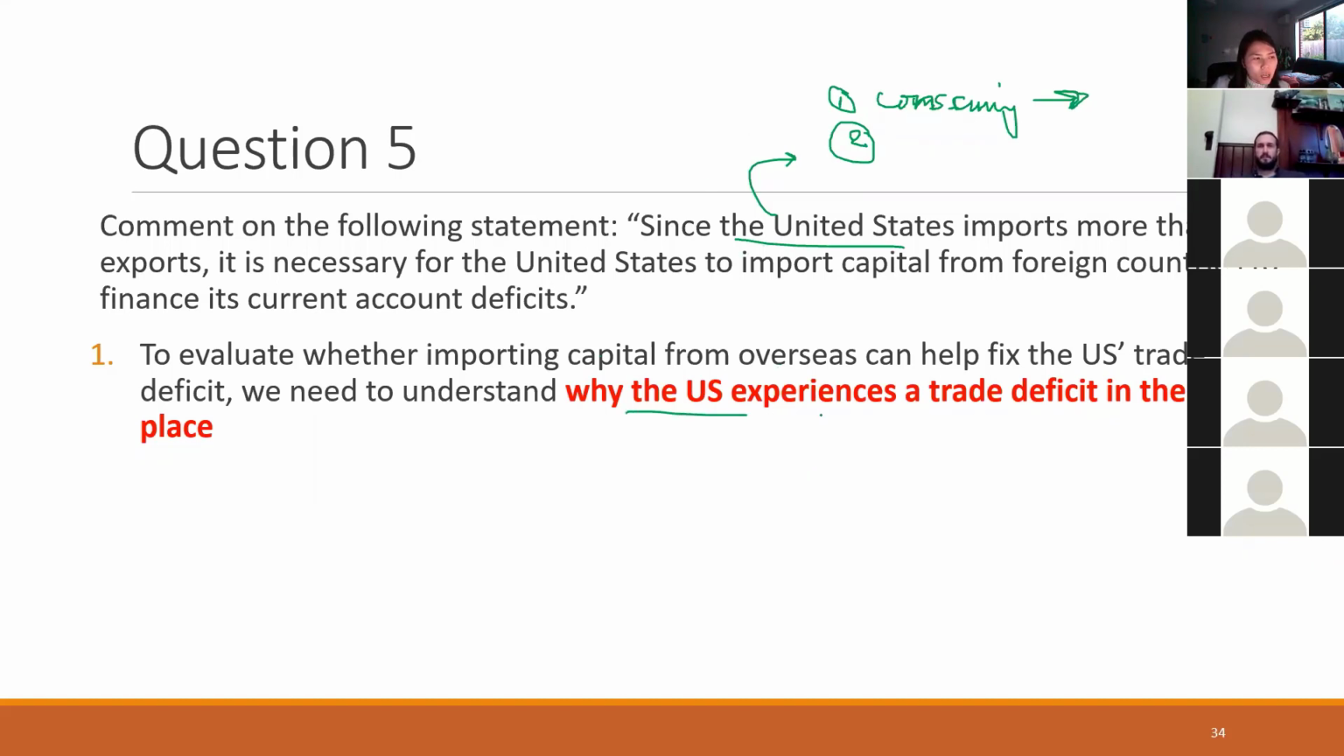Now, going back to why the US experiences a trade deficit. In question three, we said that one of the big reasons is because foreign investors were very confident in the US economy, so there was a high demand for foreign investment. Number three, what did we say here? The reason why the US experiences a trade deficit was also because their trade partners had a weak currency relative to theirs. So the USD is strong relative to their main trade partners, okay?